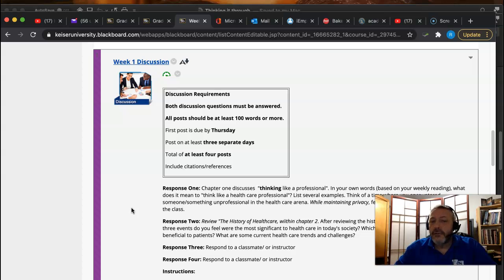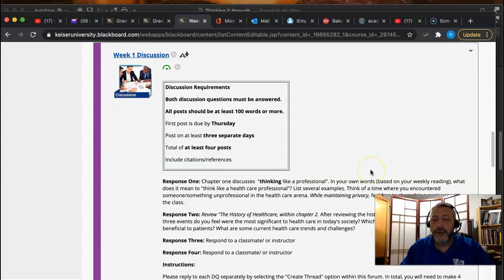So I recommend that your first post be on Thursday so you can meet that 3-day separate day requirement just below. You're required to post 4 separate posts on 3 separate days. So if you post 4 separate posts on 2 separate days, you're going to lose points. If you post 3 separate posts on 3 separate days, you're still going to lose points because you didn't meet the 4 separate posts. So make sure 4 separate posts on 3 separate days. Make sure you're including citations and references. At minimum, you should be citing and referencing your textbook because that's where you're taking the information from.